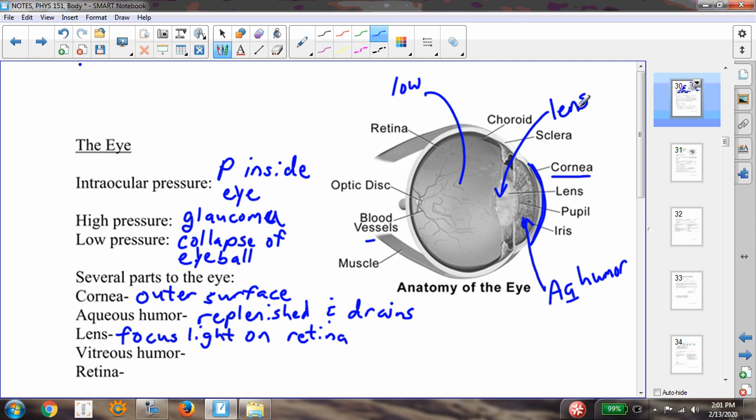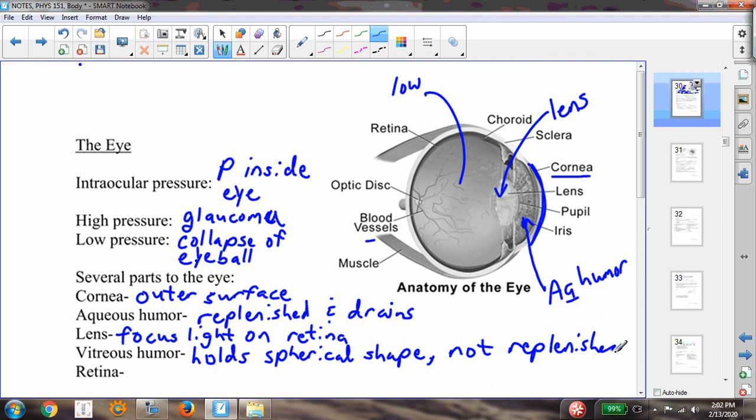The vitreous humor, this is remarkable. This holds the spherical shape of the eyeball, and it's not replenished. So this fluid inside of here is the vitreous humor, and it's never replenished. It helps to hold the spherical shape of the ball, but it's never, or not appreciably, replenished. So the vitreous humor that you're born with, that's what you have pretty much your entire life.